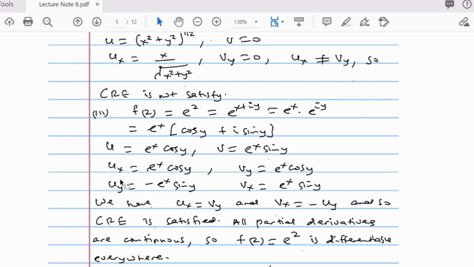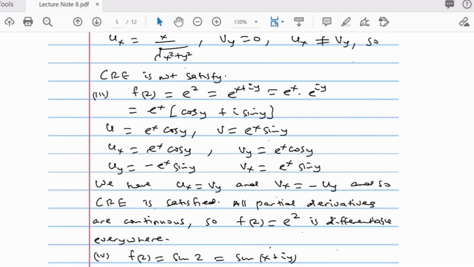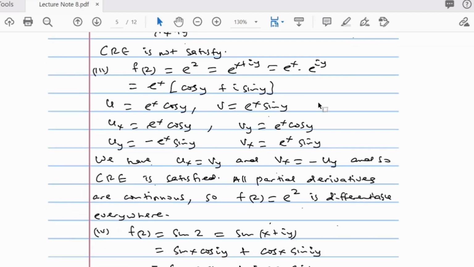So differentiate u with respect to y. You get minus e to the power of x sin y. Differentiate v with respect to x, we have e to the power of x sin y. So we have u_x equals v_y, and you have v_x equals minus u_y. So the function satisfies the Cauchy-Riemann equations. So example 3 satisfies the Cauchy-Riemann equations, and since all the partial derivatives are continuous, it means that the function is differentiable everywhere.